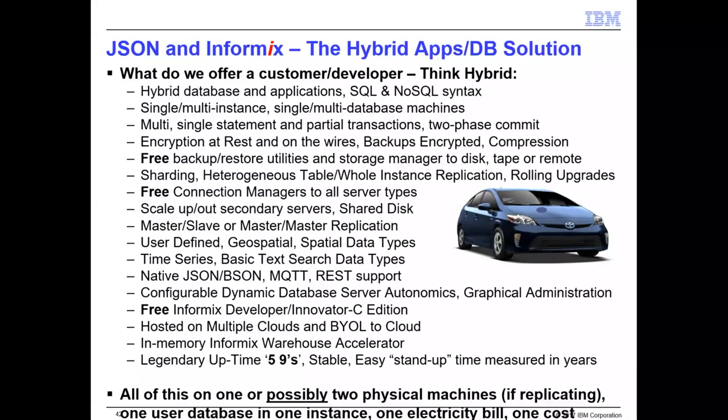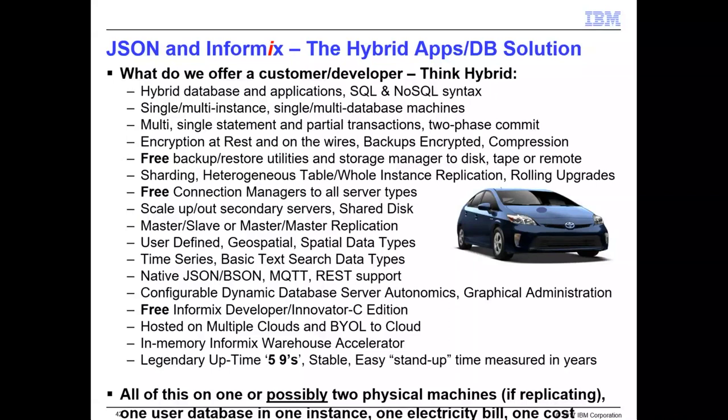Secondary servers with shared disk, master-slave or master-master replication, user-defined data types, geospatial data types, spatial data types, time series, basic text search, native JSON and BSON with MQTT and REST support. You get configurable database server autonomics and graphical administration. You get a free Informix Developer or Innovator-C product.